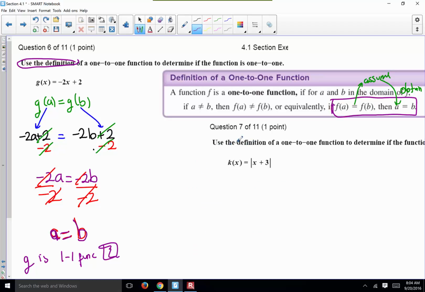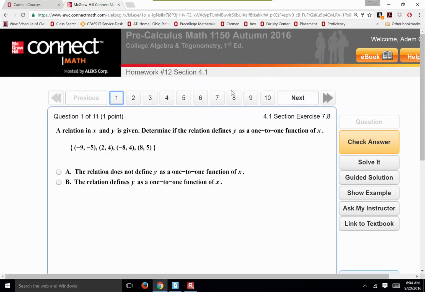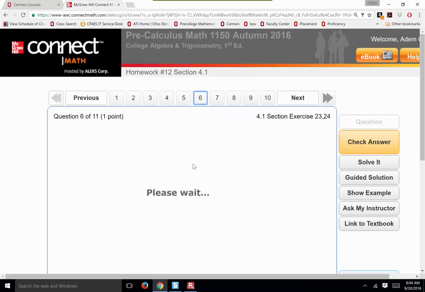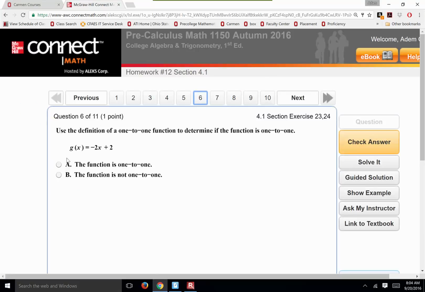Okay, how about number 7? By the way, how do we do this question in homework? Yeah, it's just a true-false question. It is one-to-one. But again, don't just go trial and error here. Okay?